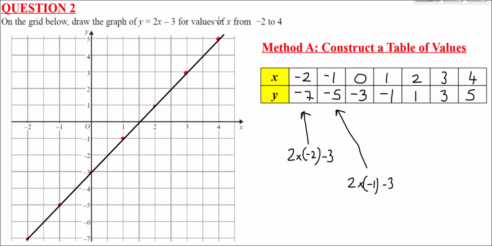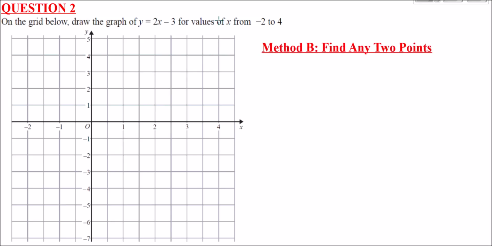The second way of doing it will be just to find any 2 points. The key here is to spot that this is going to be a straight line graph. And that's because it's in the form y equals mx plus c. So power of y is 1, power of x is 1. There's no x squared or anything like this. The standard form of a straight line graph is y equals mx plus c, where m and c are just numbers. Because this fits in with that pattern, we should know it's going to be a straight line.